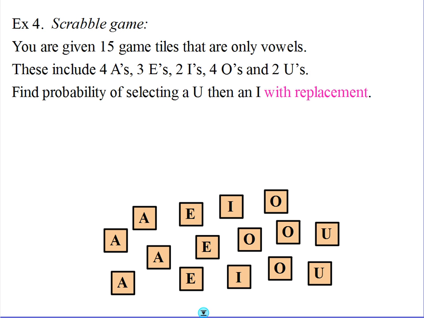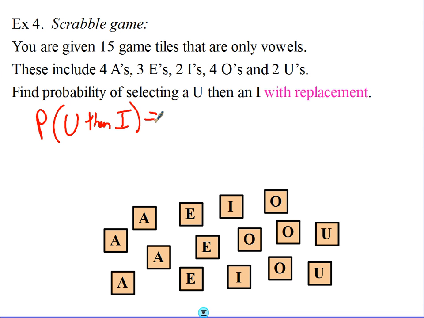Example 4, you are given 15 game tiles that are only vowels. These include 4 A's, 3 E's, 2 I's, 4 O's, and 2 U's. Find the probability of selecting a U and then an I with replacement, meaning that when I take out my first one, I'm putting it back in, so our total will not change. So probability of picking a U and then an I.